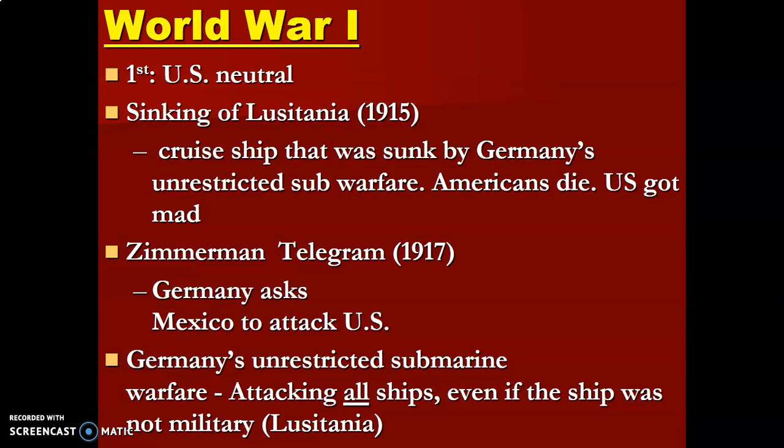Let's first start with our first flashcard, unrestricted submarine warfare. You just want to know that this is where Germany attacked all ships during World War I, even if the ship was not military. After you get that definition down, you want to look at number 4 for your questions to answer. It says, describe how the U.S. got involved in World War I. And we got involved for 3 different reasons: the sinking of the Lusitania, the Zimmermann telegram, and then Germany's unrestricted submarine warfare. That's what you want to write down for number 4.